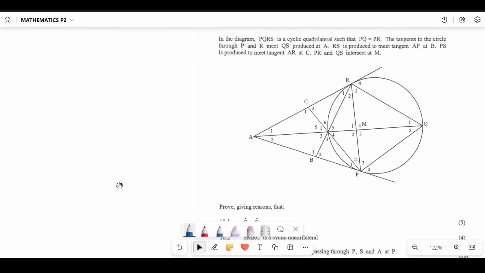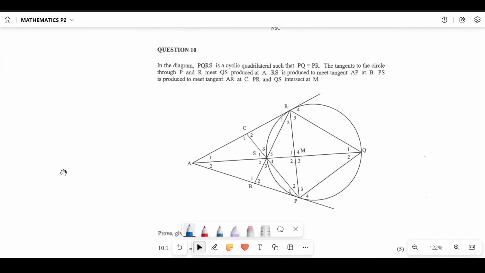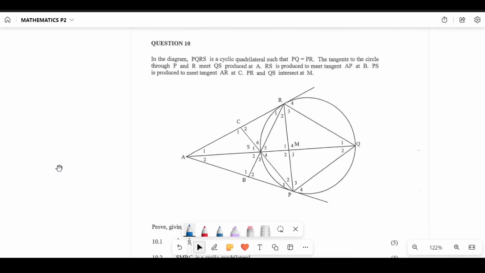Let's go to question number 10 now. In the diagram, PQRS is a cyclic quadrilateral such that PQ equal to PR. So it's not marked here. So let's mark PQ equal to PR. The tangent to the circle through P and R meet QS produced at A, RS is produced to meet tangent AP at B, PS is produced to meet tangent AR at C, AR, PR and QS intersect at M.